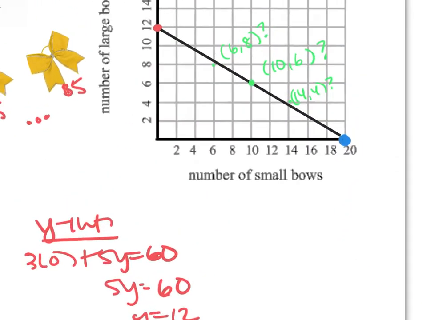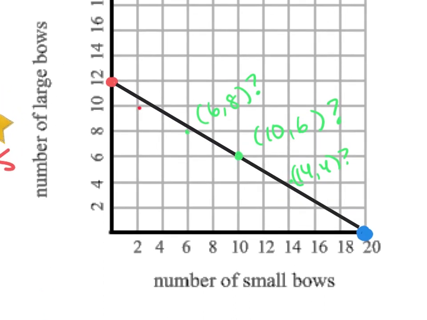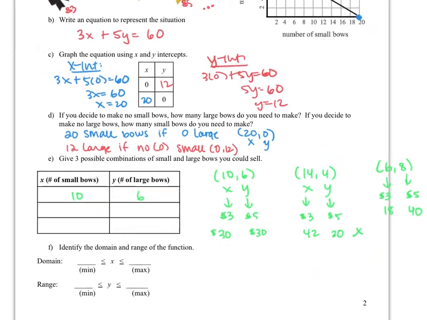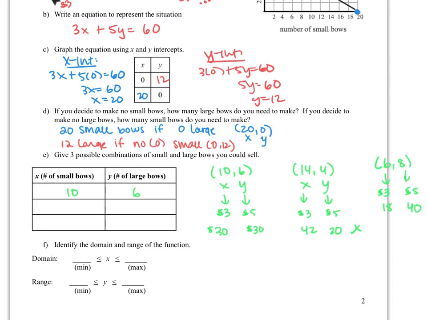So again, it's important that even if your points, like on yours, might have landed on the line, sometimes we're not super precise. Maybe our ruler moves or something like that. So you want to always check algebraically. So I could only find one additional combination besides my two intercepts, which were 20 small and 0 large, and 0 small and 12 large.